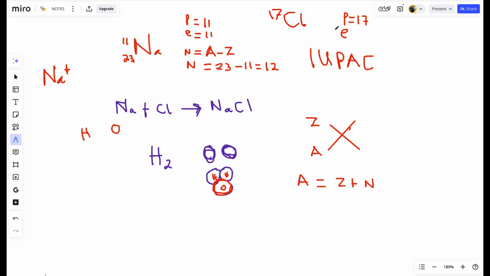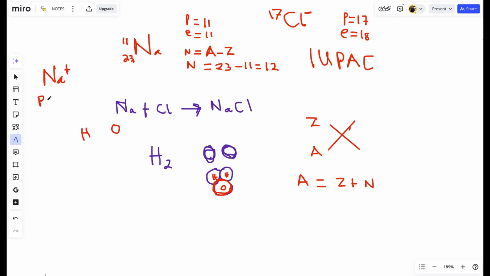Electron is supposed to be 17, right? But if you gain an electron, you now have more electrons than protons, so you become negative. If you gain an electron, your number of electrons will now be 18, because chlorine gained 1 electron, for example. So when you are an ion, your electron count differs.